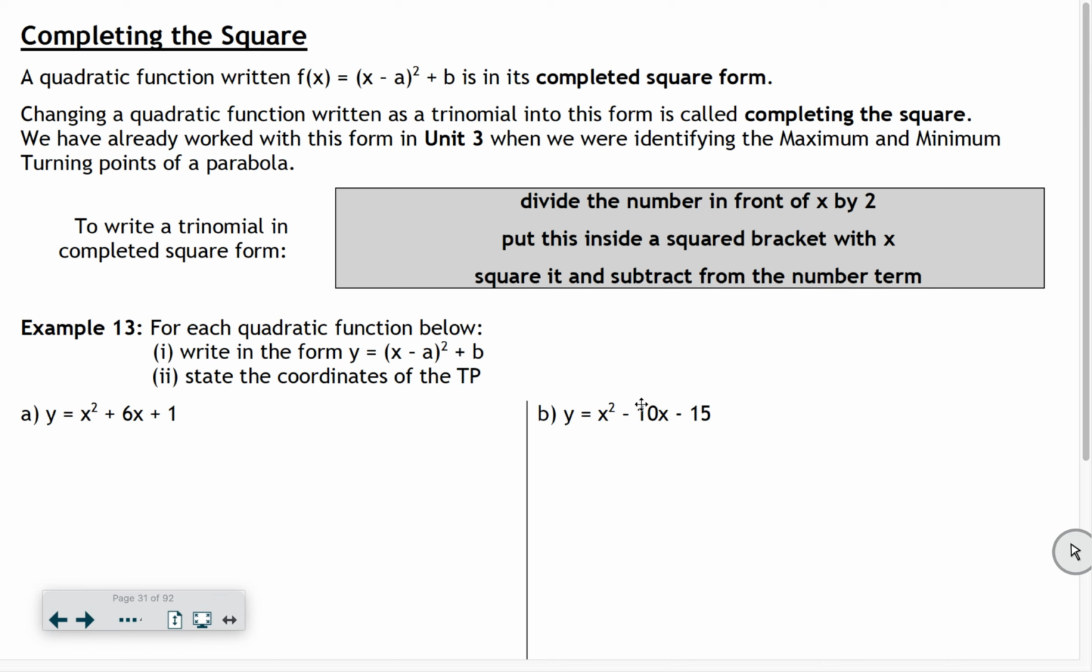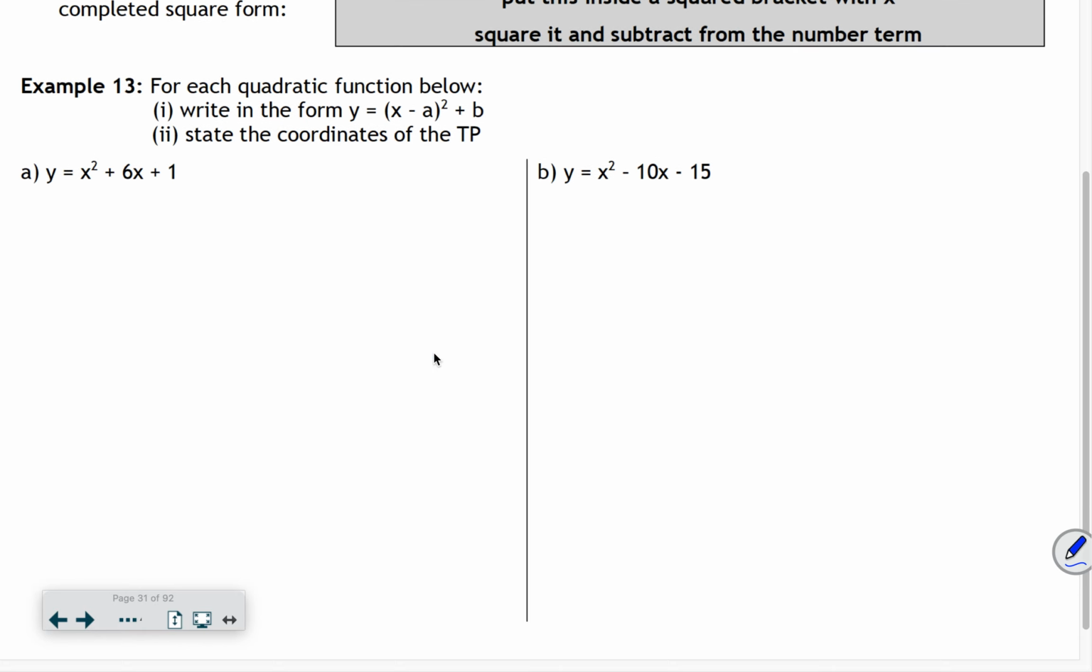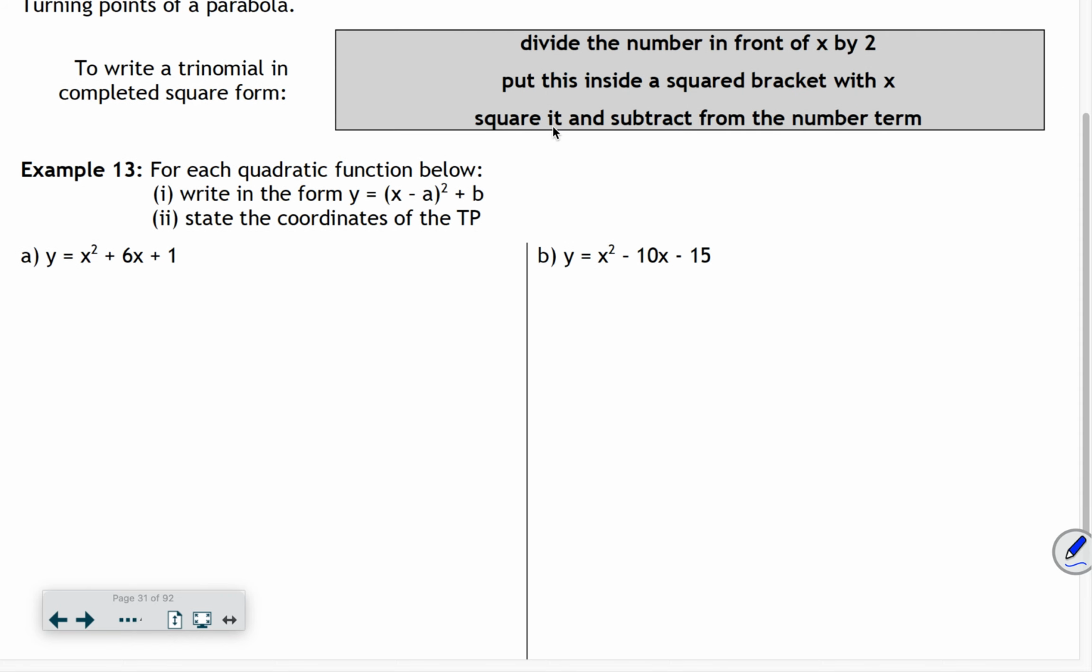So really, when we have a function written in completed square form, what that allows us to do is tell, first of all, the actual coordinate of the turning point and the nature of the turning point, whether it's a maximum turning point or a minimum turning point. So the second part of this should not be new to you. All that should be new here is actually taking it from the trinomial form and putting it into the completed square form. And it is really, really simple. All we do for that is follow the instructions in this grey box here.